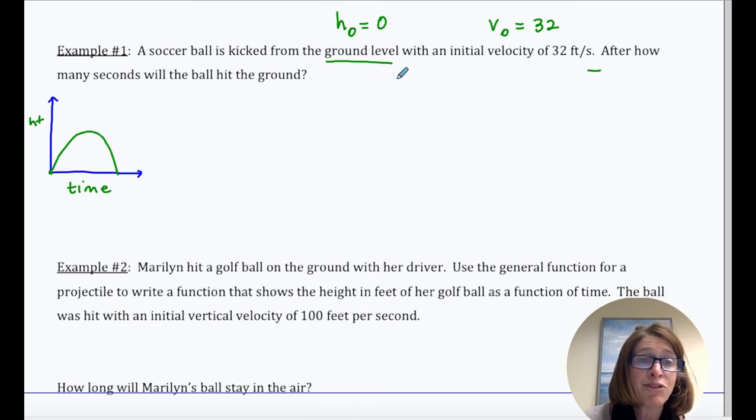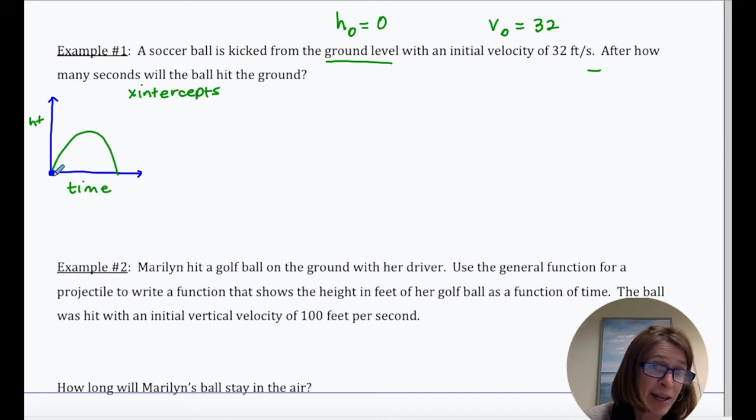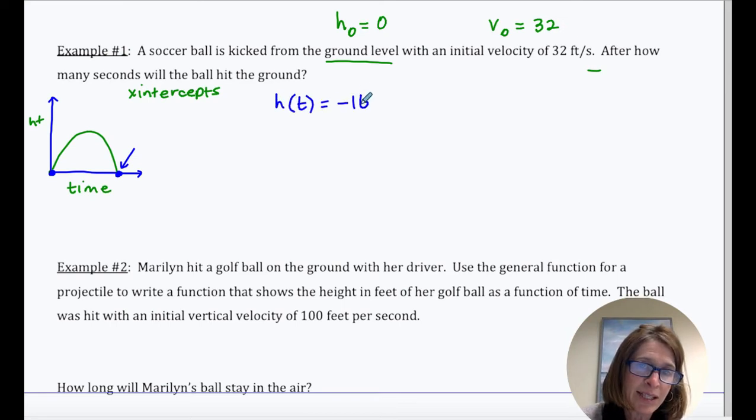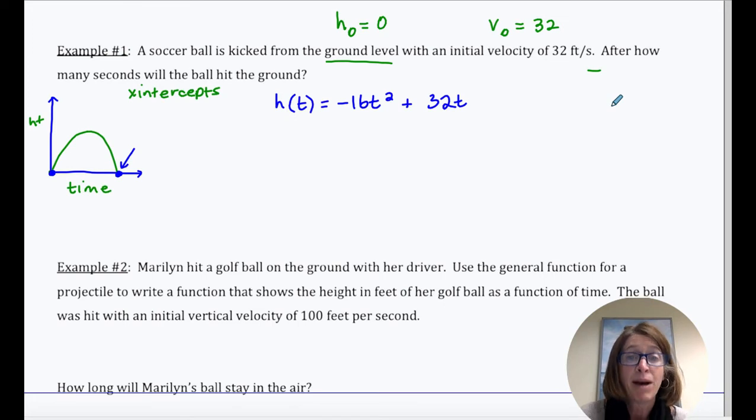When it asks after how many seconds the ball will hit the ground, it is actually asking for the x-intercepts. We already know one of the x-intercepts because that's the starting value right here. So we're specifically looking for the other x-intercept, but we don't have an equation, so now we're going to use our model. Our model is h of t equals negative 16 t squared plus 32t plus 0. Because I'm looking for the x-intercepts, I'm going to set h of t, or y, equal to 0 and solve.